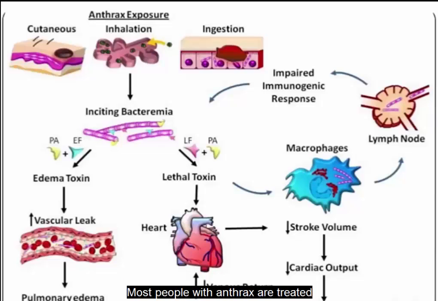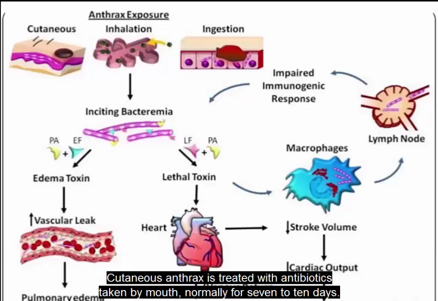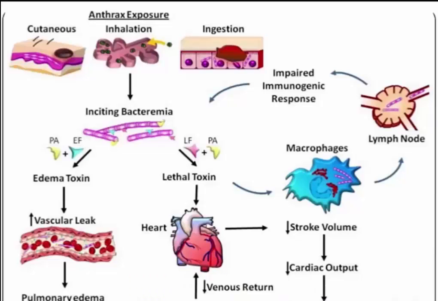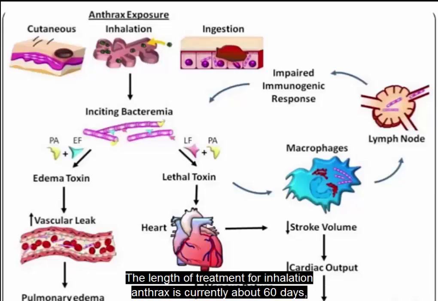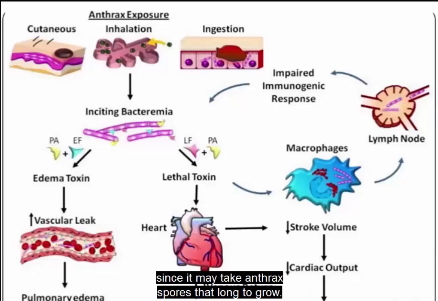Most people with anthrax are treated with antibiotics, including ciprofloxacin, amoxicillin, and doxycycline. Cutaneous anthrax is treated with antibiotics taken by mouth, normally for 7 to 10 days. When treating inhalation anthrax, a combination of antibiotics should be used. The length of treatment for inhalation anthrax is currently about 60 days, since it may take anthrax spores that long to grow.